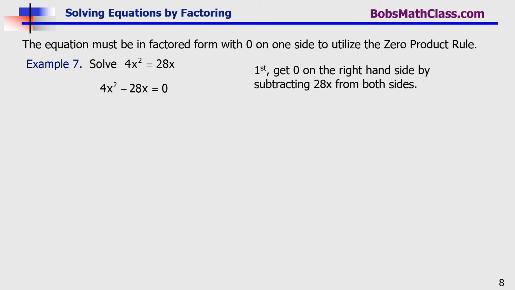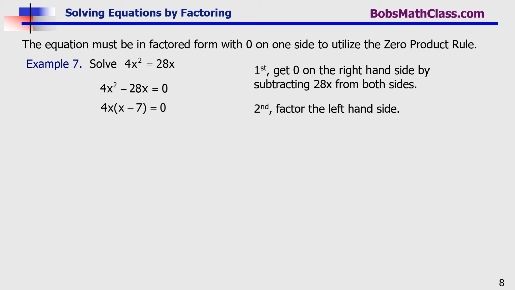Yeah, now we can factor. So what can we factor on the left-hand side? Yeah, 4 and an x. 4 goes into 4 and 4 goes into 28. And they both have at least one x. So factor out 4x, and that'll give you x minus 7.